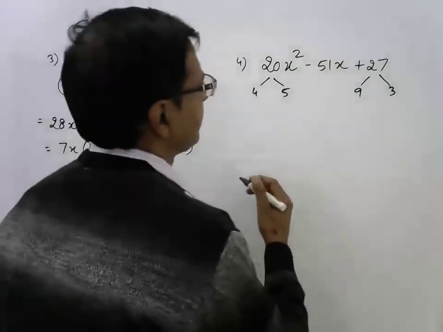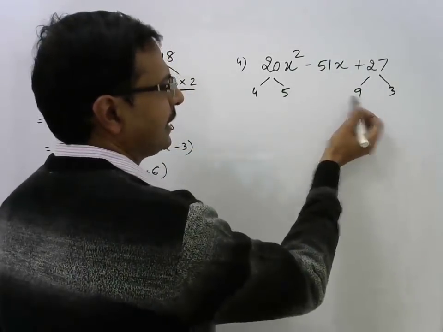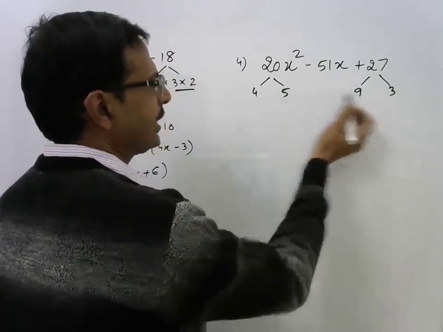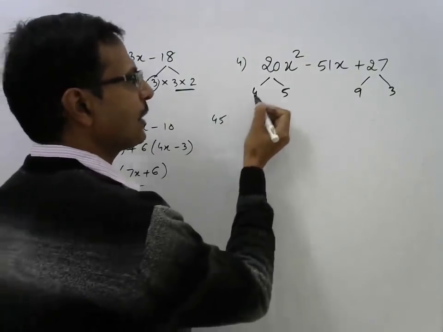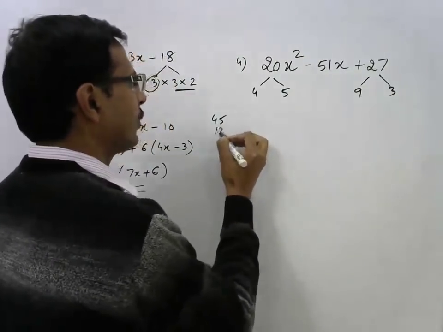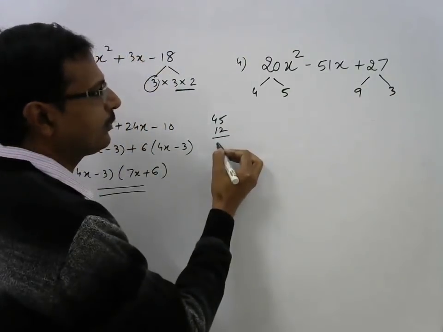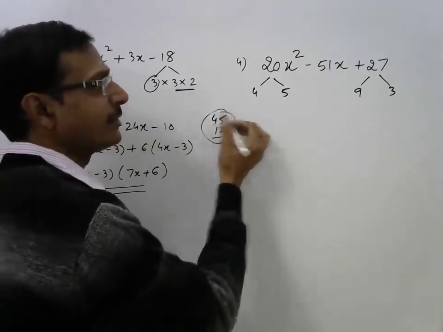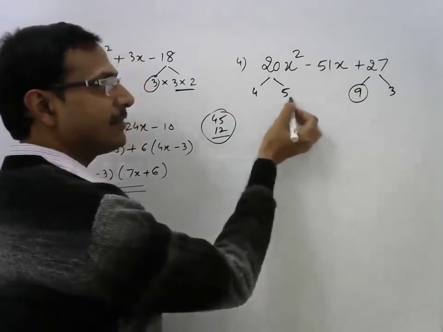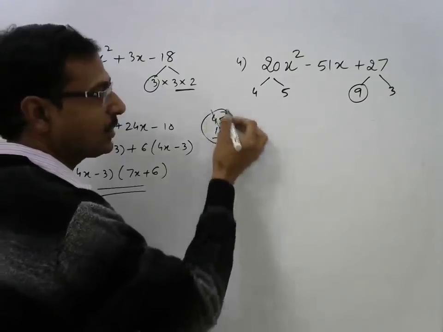Now see, the largest number here is 9 and here it is 5. So 9 times 5 is 45. So what remains is 4 times 3, which is 12. But 45 and 12 will not give you 51. They will give you 57. So this 9 cannot be combined with 5 because the result is not 51.